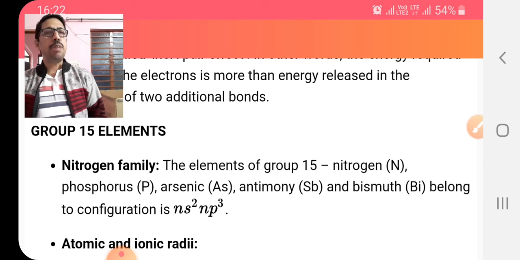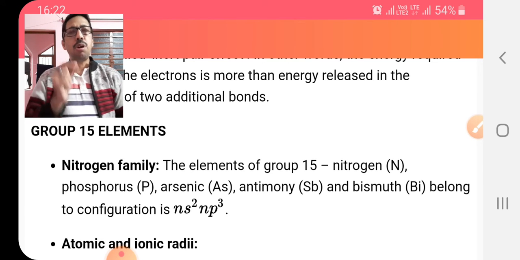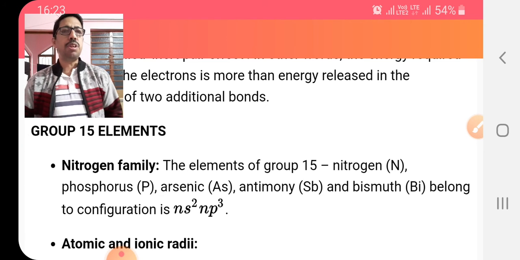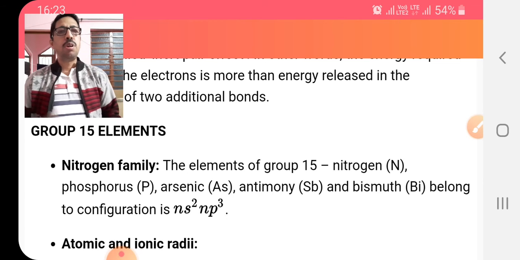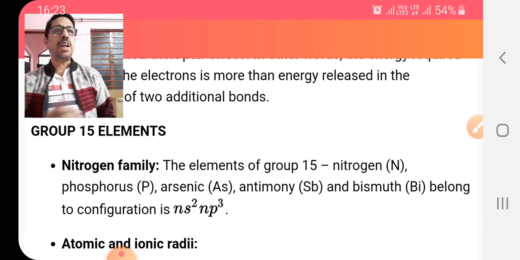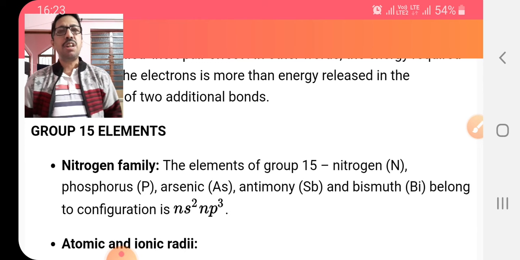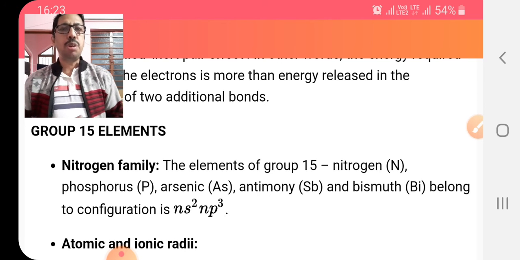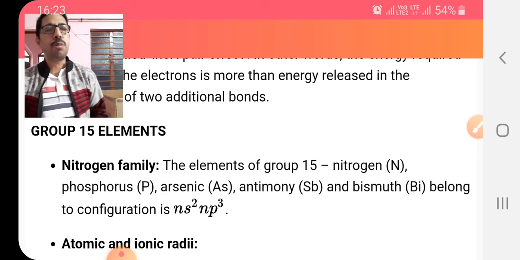Group 15 elements belong to the nitrogen family because the first element of this group is nitrogen, and the rest of the elements of this group are phosphorus, arsenic, antimony and bismuth. They have the general valence shell electronic configuration of ns2 np3. n represents the principal quantum number.